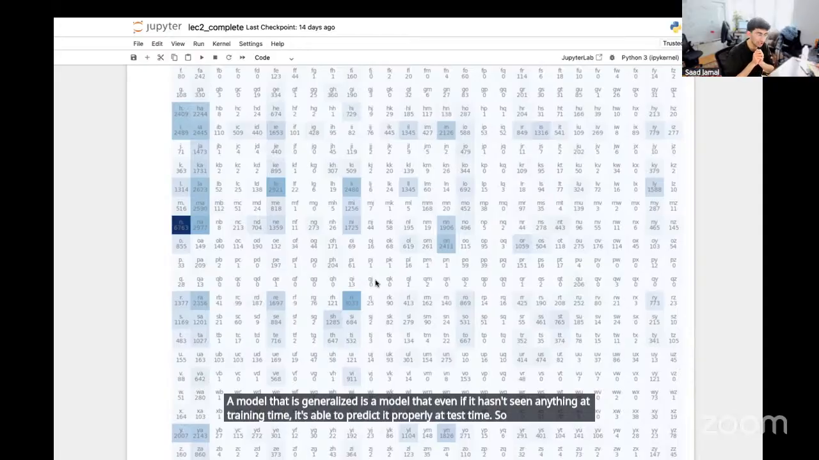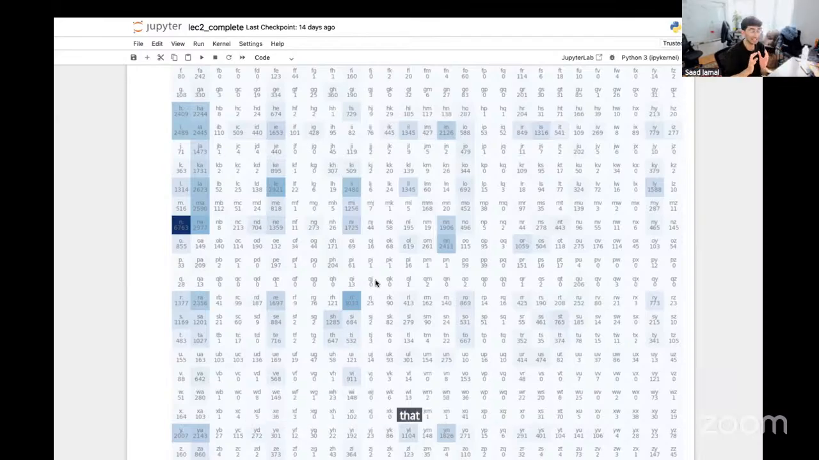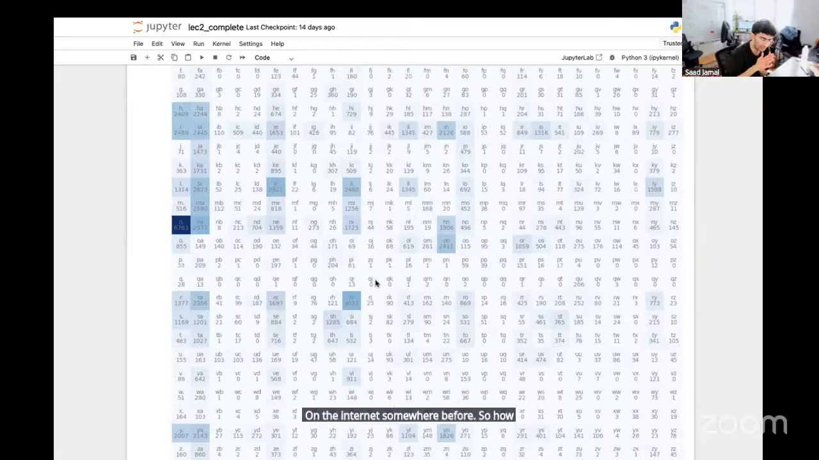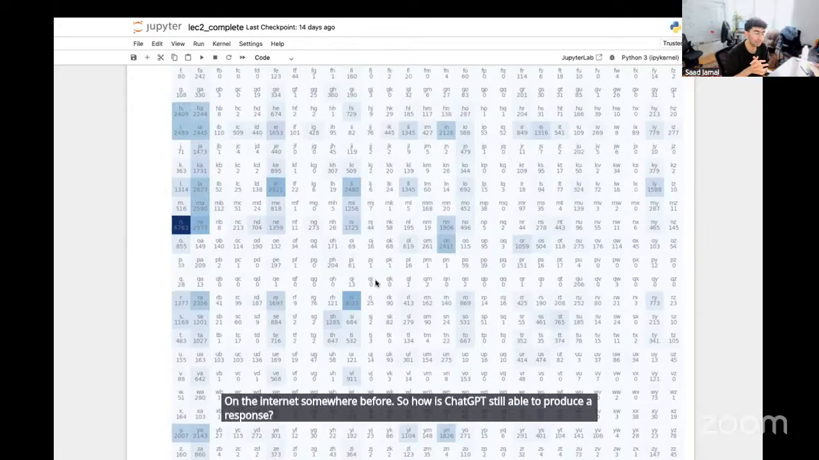So for example, for ChatGPT, I can come up with a random sequence of words that ChatGPT has likely never seen before. Let's say I start writing a poem. ChatGPT is trained on the internet. If I come up with a new poem from scratch, it's very likely that ChatGPT has never seen that sequence of words on the internet somewhere before. So how is ChatGPT still able to produce a response? Well, that's because the model is generalized. When it trained on its data, it didn't simply train on the order of the words. It trained on the semantic meaning of the words.